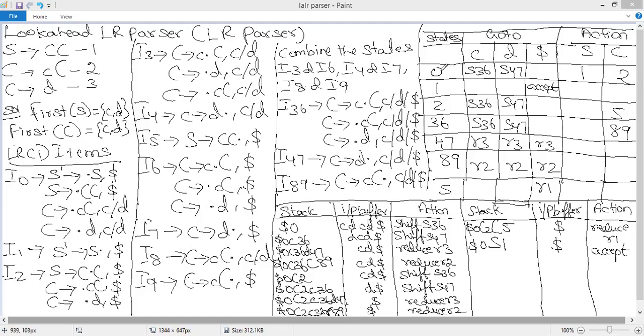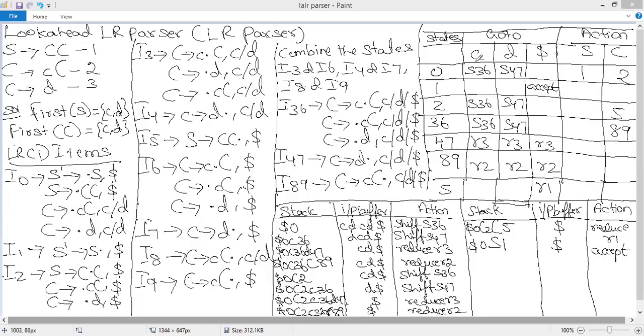Now you see here I0. Previously in the CLR parser we had I0 comma C, the transition from state I0 on C, we would have S3. So here, wherever you see 3, you have to combine it with 6. Wherever you see 4, it should be combined with 7. And wherever you see 8, it should be combined with 9. So like this, we have framed the LALR parser. This is similar to the CLR parser, but the only difference is that we have combined the states.